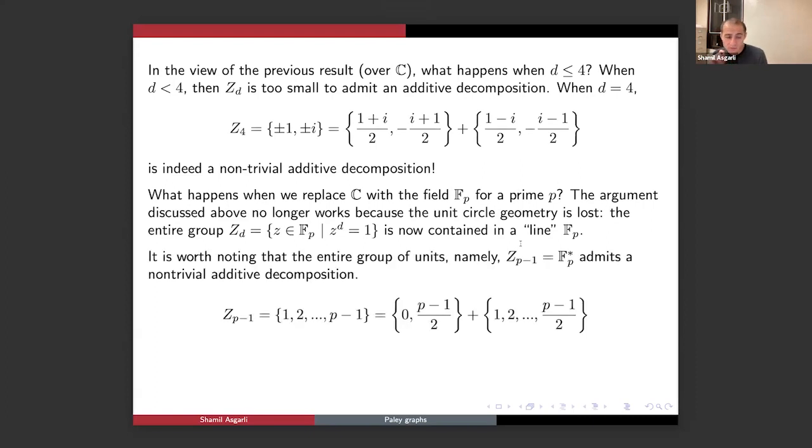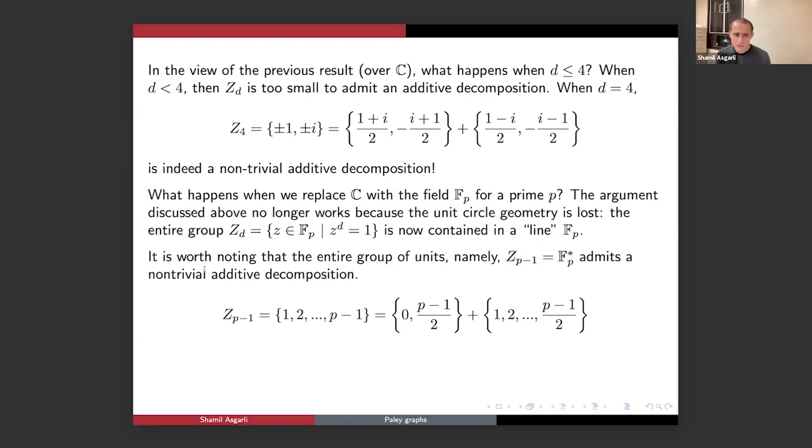Now, it's worth mentioning that if you look at the entire group of units, that is a special case when D is p minus 1. When D is p minus 1, then you get everything. You get every non-zero element, just because every non-zero element raised to the power p minus 1 is 1 in a finite field of order p. So in fact, this is a very special case. This is like an edge case.